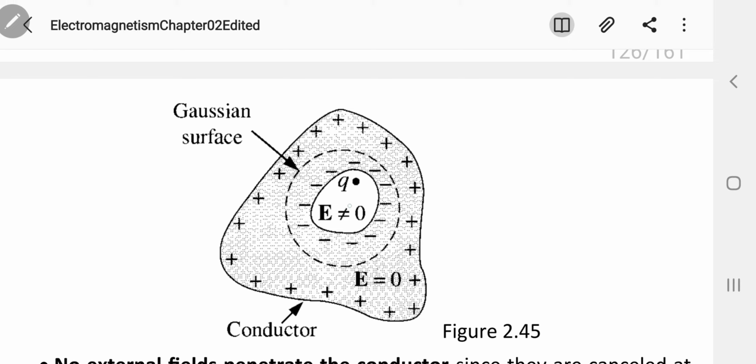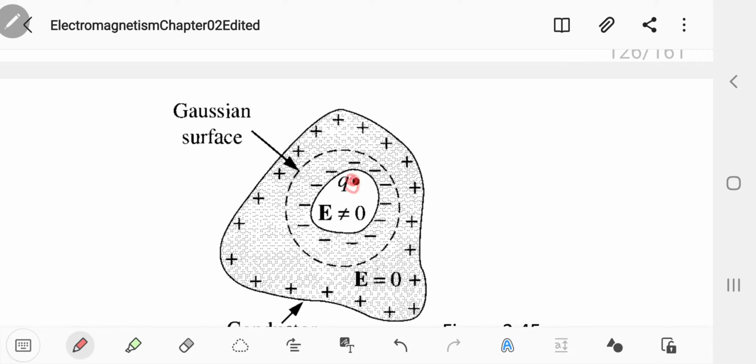So what happens here? The electric field in the cavity is not 0. As I've said, if you have a charge near the surface of the conductor, if this charge is positive, then there will be a concentration of charge here. There will be a concentration of charge in this surface. What happens is that the charge Q here will appear on the surface. That is the excess charge of the conductor.